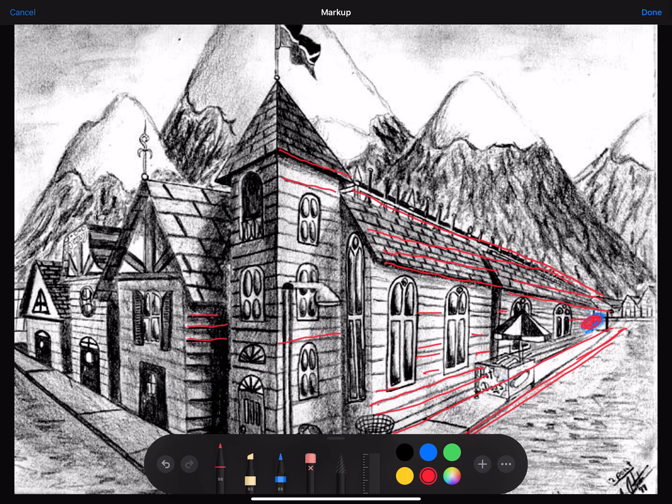So this is some wood texture. And you can see that if it's the right side of the building, this is the right side of this house, it's going to the right vanishing point. So even this brick on the top of the building is going to the right vanishing point.